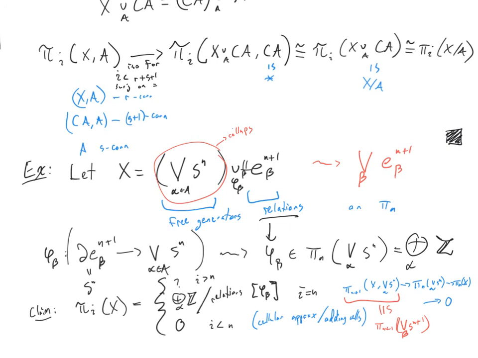And now our previous work implies that since the boundary map here is going to send an element in here, which is generated by E_beta, to phi_beta in here, we have the correct presentation for pi_n of X from this little short exact sequence of groups. So yeah, that looks good to me. So this is telling us this claim as desired.